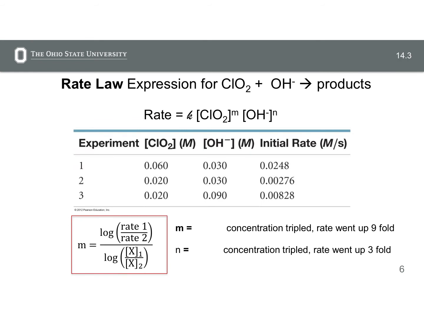Now, I do want to say you will not get this equation on the exam. And I don't believe it's in your textbook. But I like this equation because it sort of simplifies things. Okay. So in order to find an order, with this equation, you can take the log of rate 1 over rate 2 divided by the log of concentration 1 over concentration 2. Okay.